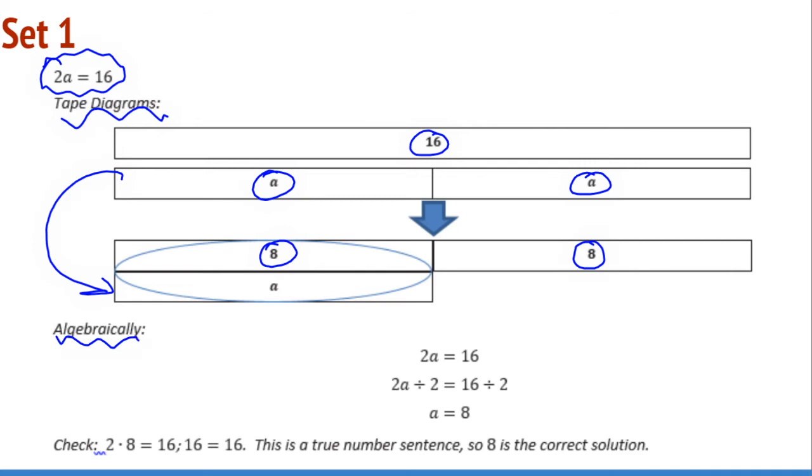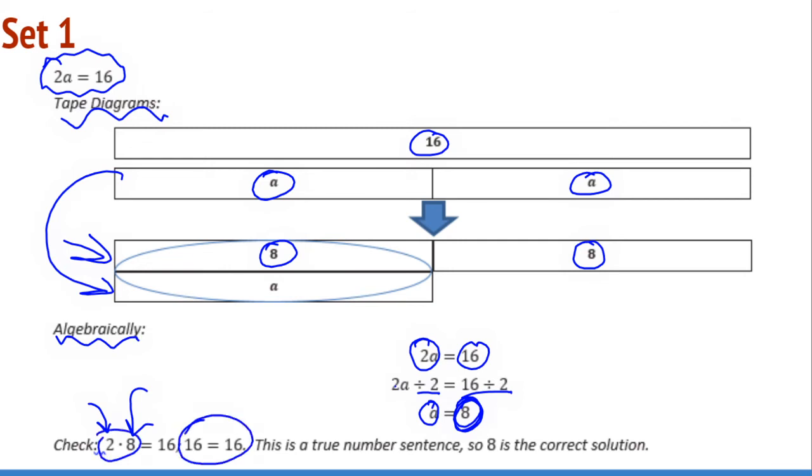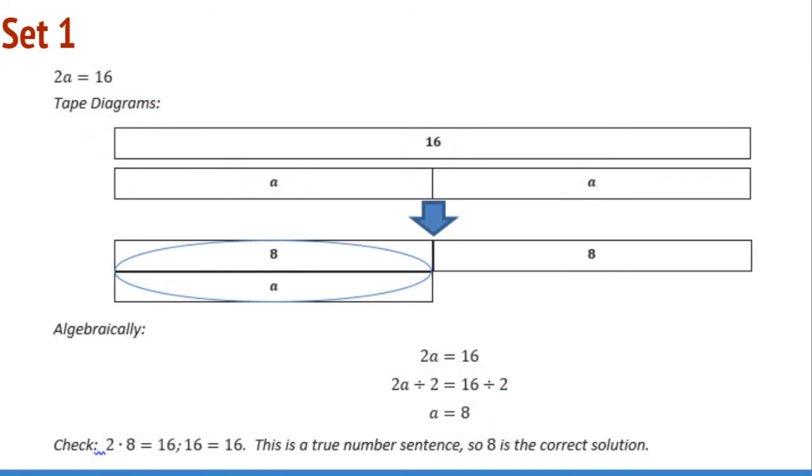Algebraically, we had 2a is equal to 16, and we said this was 2 times a, so we divided by 2 to get a, and we can see that the 16 was divided by 2, and it was worth 8. And then we can do a substitution check. We can have the 2 multiplied by the 8 that we found over here. 2 times 8 is 16. 16 is equal to 16. So we have a true number sentence. 8 is the correct solution. So there's the first part of set 1.